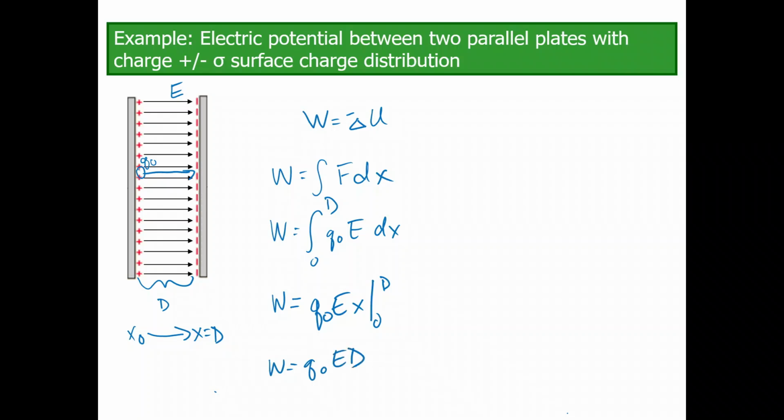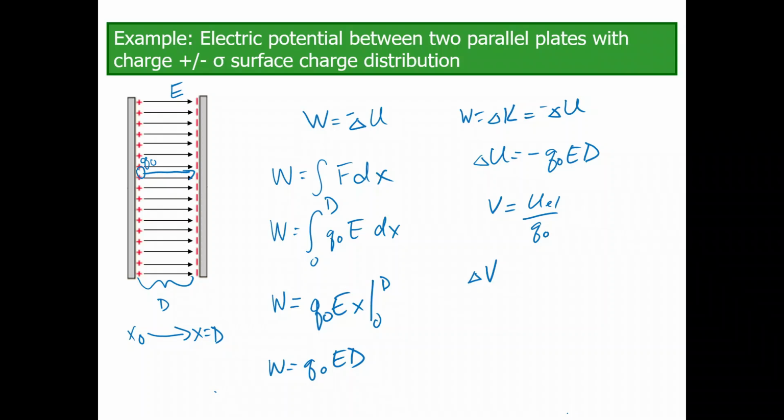Now, because this is conservative, our work is equal to the change in kinetic energy, which is equal to negative the change in potential energy. So that tells us that our change in potential energy is going to be negative Q0 E times d. And then I could use the fact that my potential is defined as my electric potential energy over Q0.